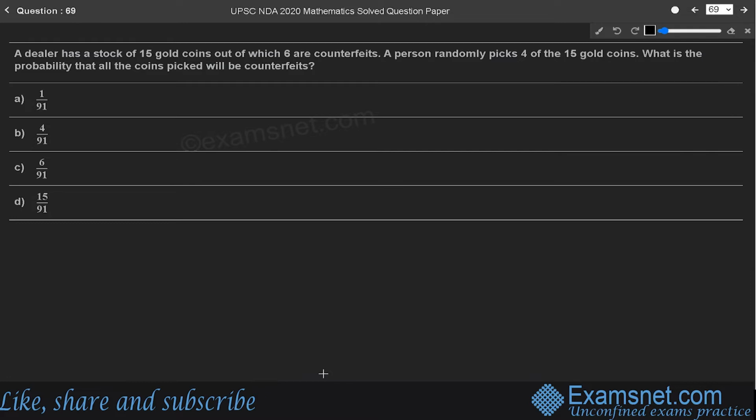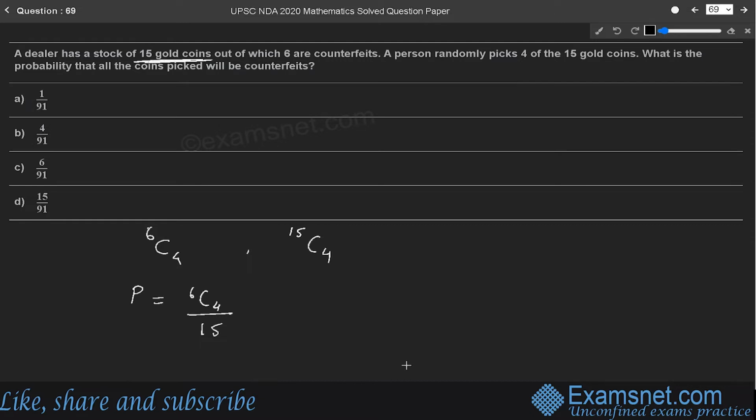We know that the number of ways of picking 4 counterfeits out of 6 counterfeits will be, see, out of 6 counterfeits we pick 4 counterfeits. So it will be 6C4. And the number of ways of picking 4 coins out of 15 coins will be 15C4. We pick 4 coins out of 15 coins. So it will be 15C4. Now the required probability will be 6C4 upon 15C4. We know that the total number of coins is 15. There are 15 gold coins.